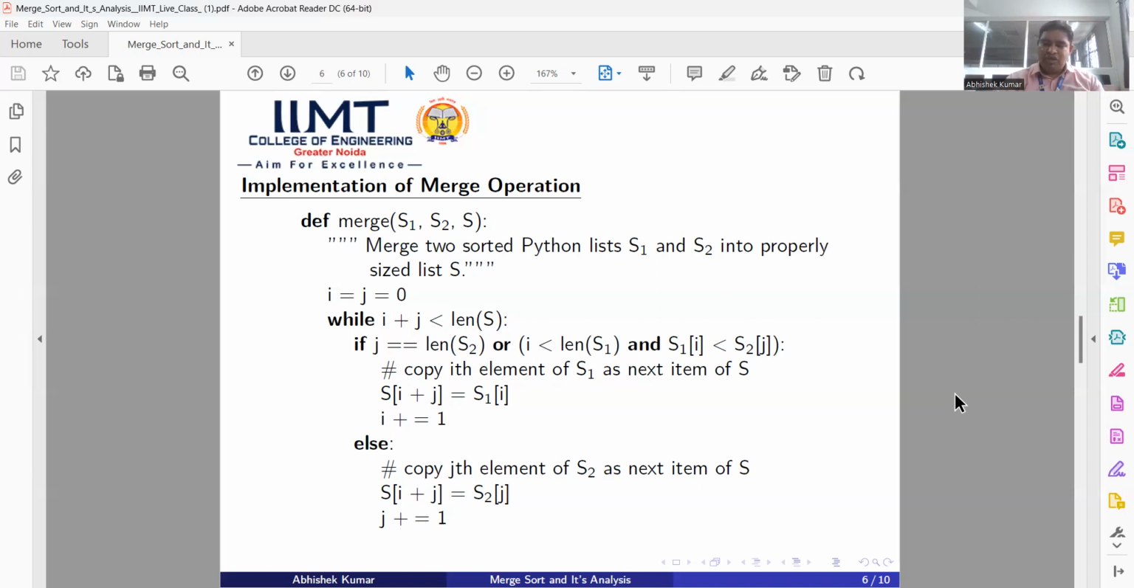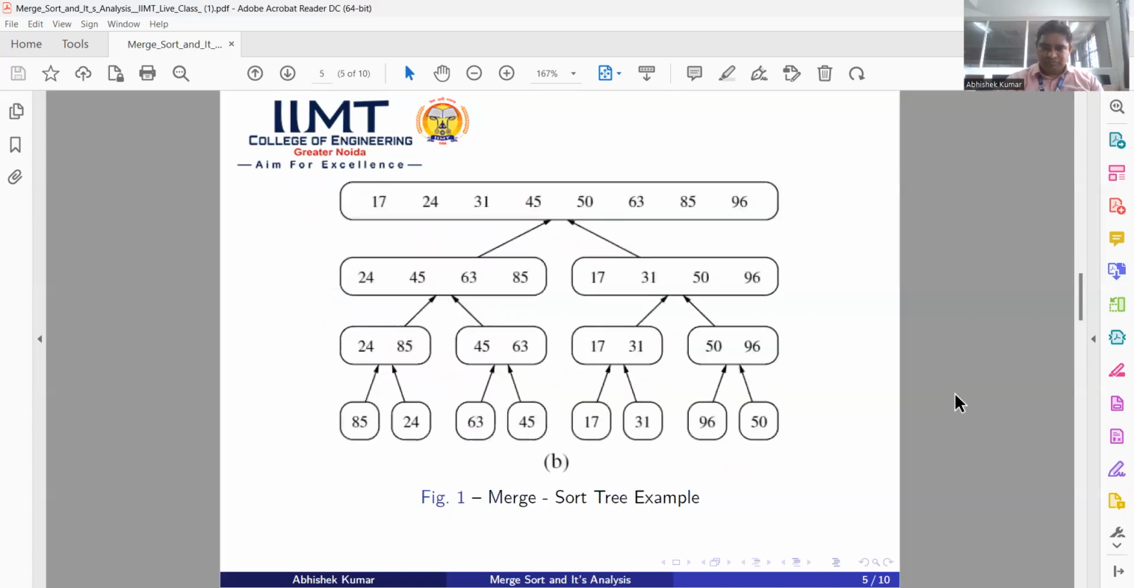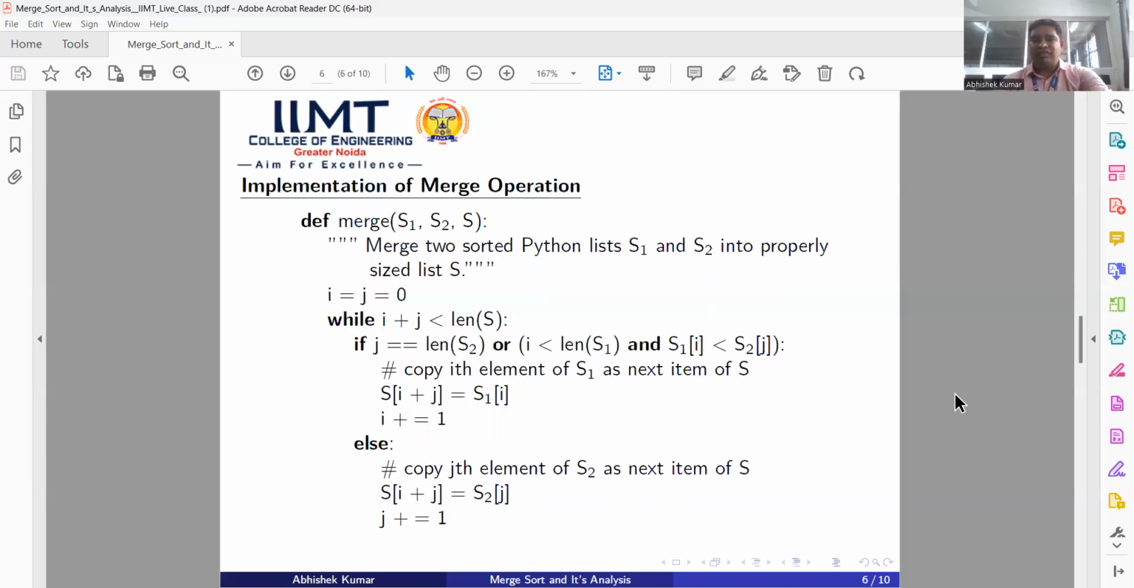Now you can see, to understand this, that 17 is smaller than 31. That means here the S1[i] value is 17 and the S2[j] value is 31. S1[i] value is less than the S2[j] value. So in that case, what will happen? We are taking the S[i plus j].